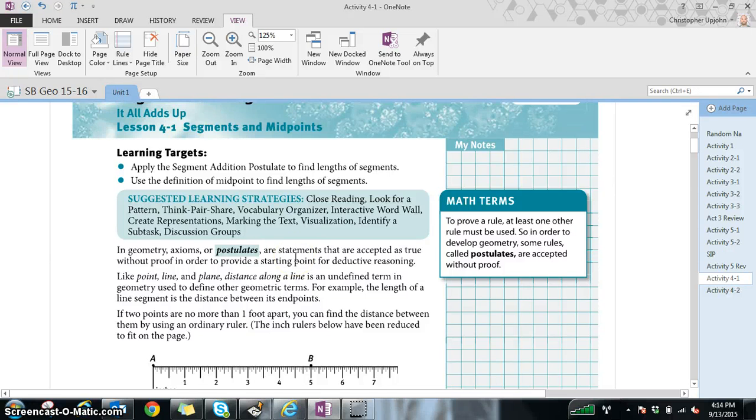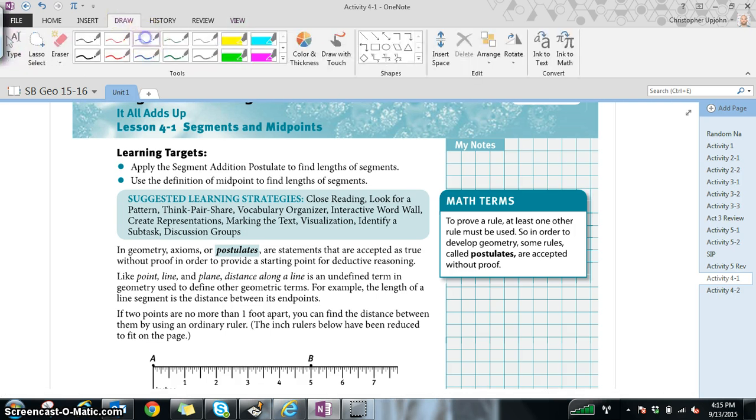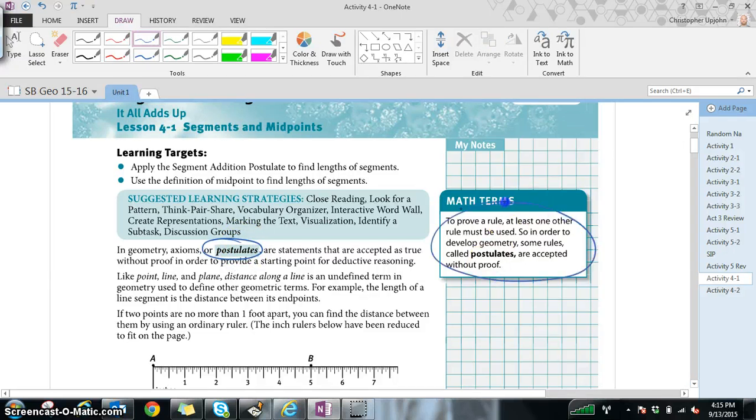Okay, we're going to start building up some stuff to get into proofs, and we're going to start with our segment and midpoint things, postulates, theorems, and whatnot. So, first of all, talking about what a postulate is. A postulate is just something that's accepted as true. It's kind of our beginning.